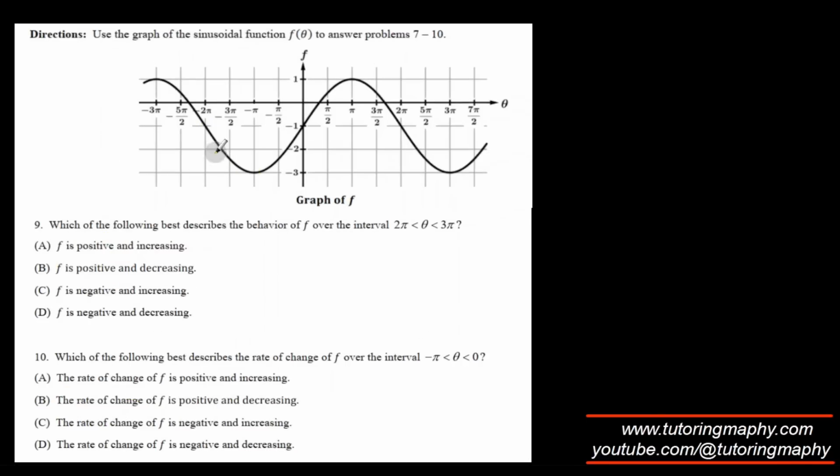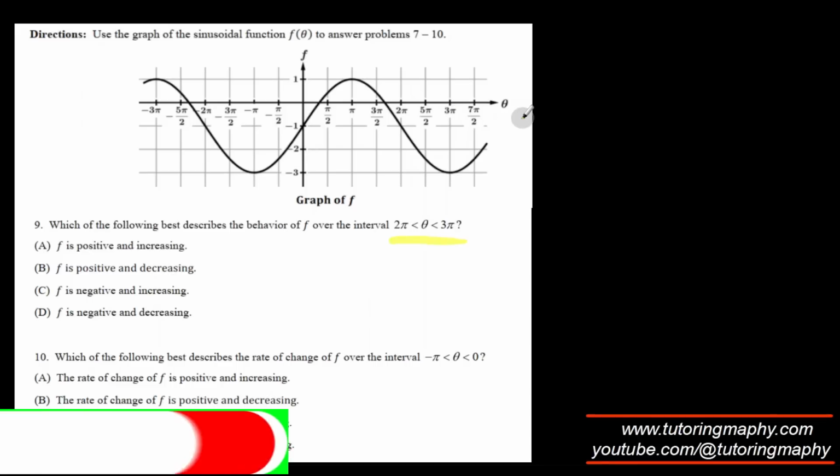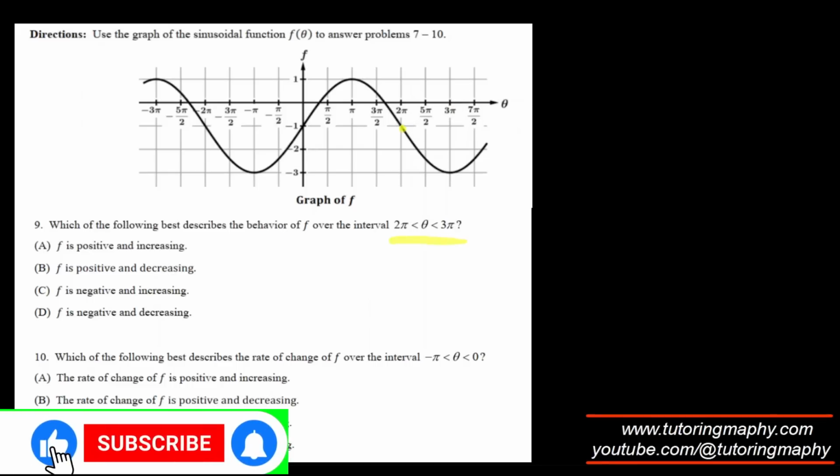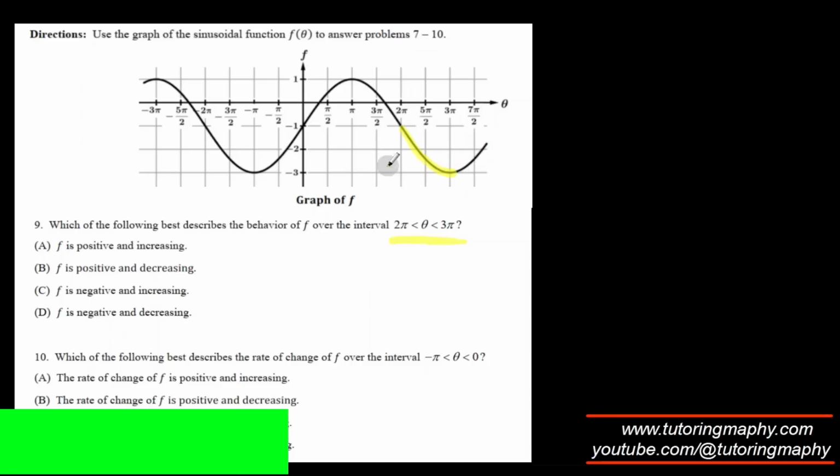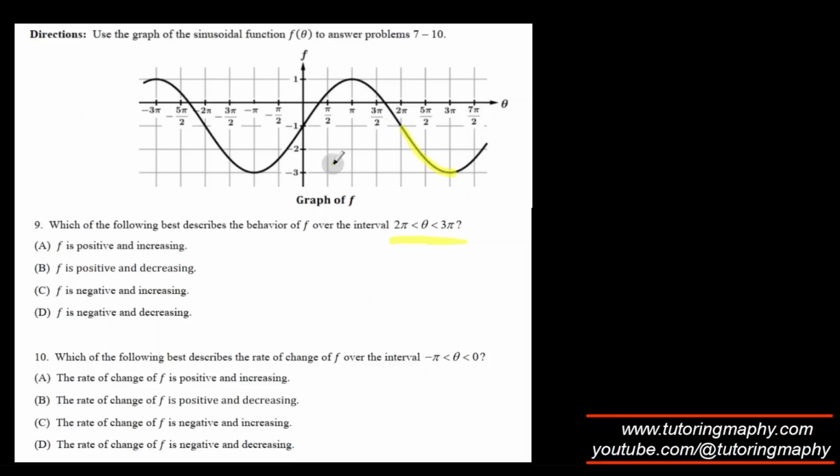More questions on the same curve. Here we are analyzing 2 pi to 3 pi. 2 pi is here, 3 pi. Isn't that the same? 2 pi to 3 pi is also going down. Oh, okay. Options are different. So here the function is definitely negative because it is below the x-axis, and the function is descending, so it is decreasing, so it's D.